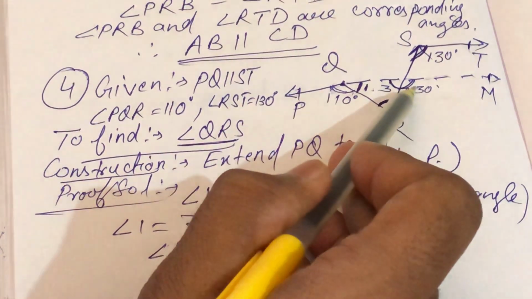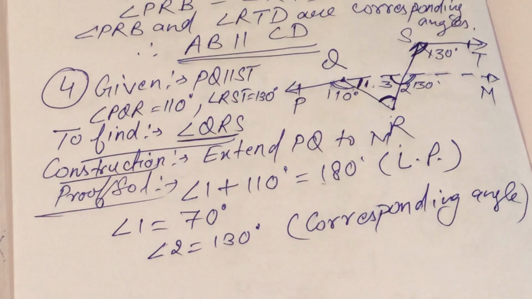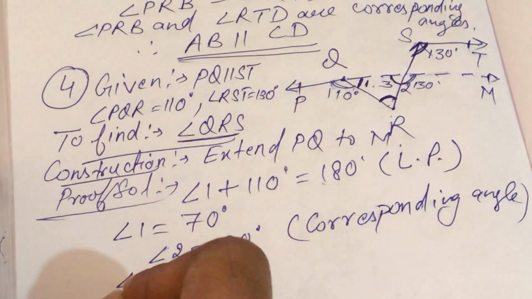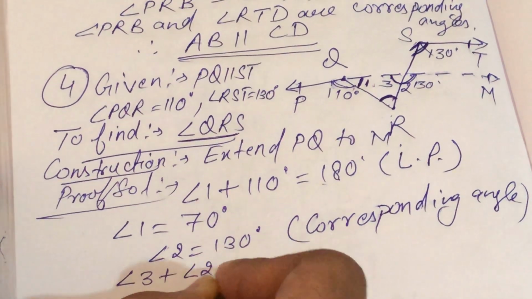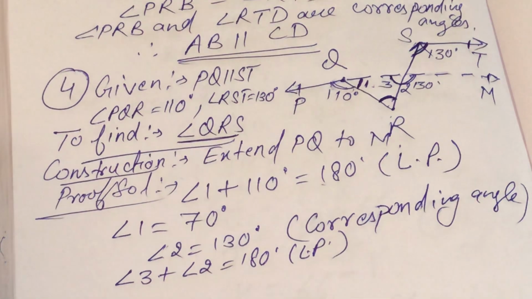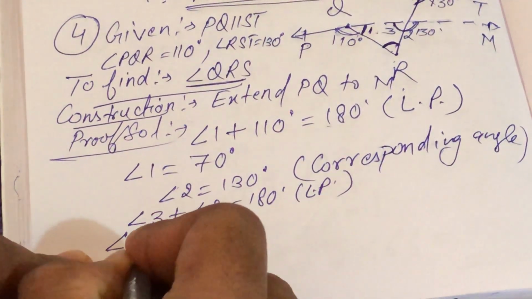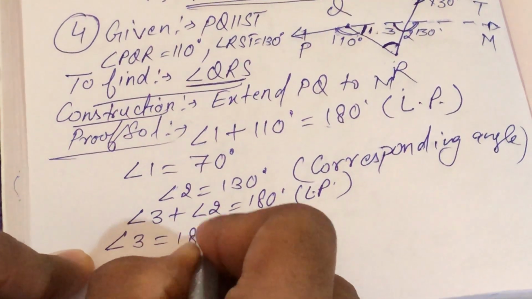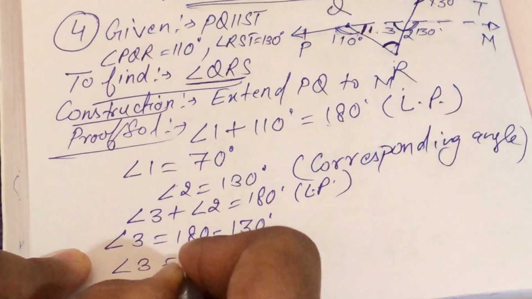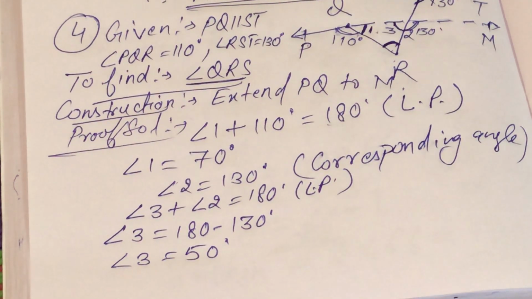Now, how much will this angle 3 be? If angle 2 is 130, how much will angle 3 be? It will be angle 3 plus angle 2 equals 180. Linear pair. It is linear pair. Then angle 3 will be 180 minus the value of angle 2, 130. So angle 3 will be 50 degree. You can check.